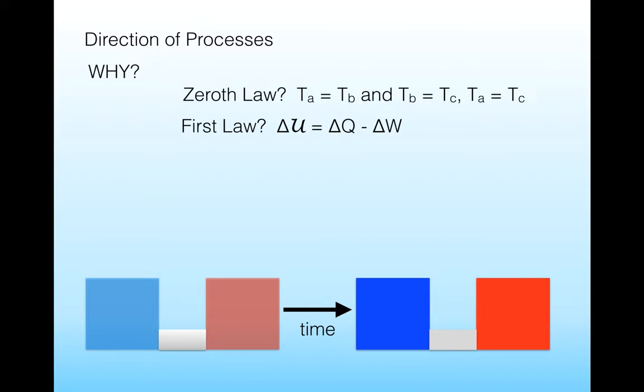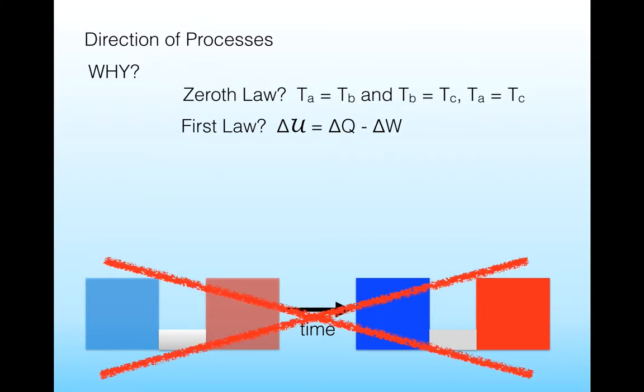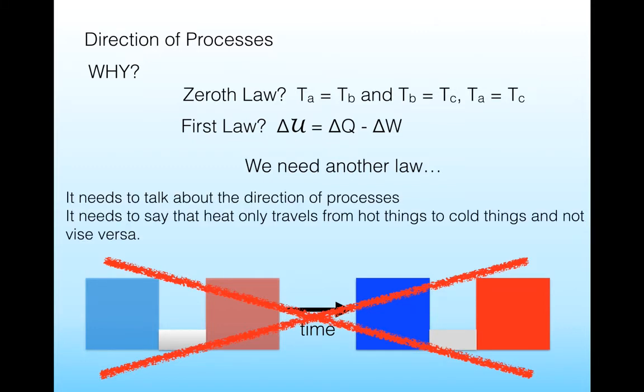And that means that we're missing something. This cannot happen, so we must need another law. And just spoiler alert, there will be another law, but we're going to build up our intuition about how to think about this law in a logical manner. Okay? And so what are the things that this law needs to talk about? It needs to talk about the direction of processes. It needs to say that heat can only travel from hot things to cold things and not vice versa. So it has to talk about the direction that heat can travel.